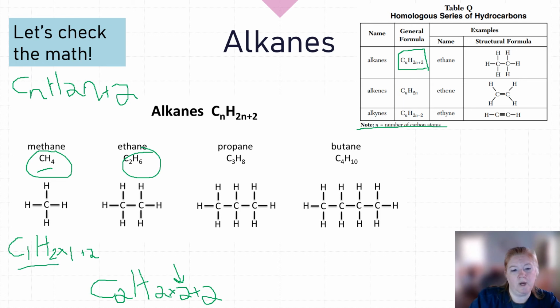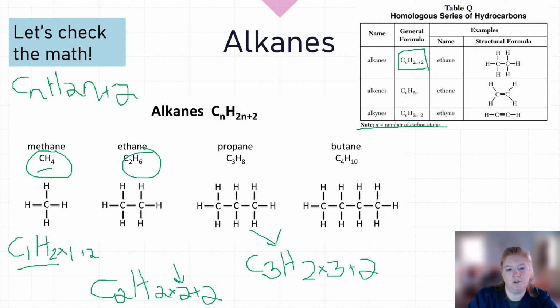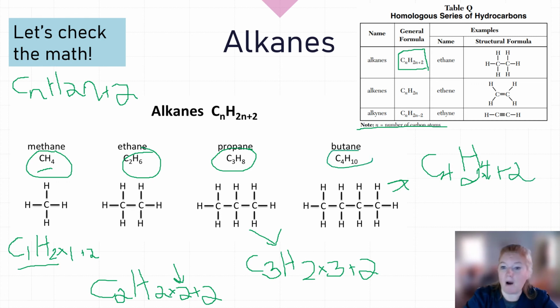Remember, I don't write the 1 when I write the formula, but for figuring out the math, you can. All right, for this one, what would I do? How many C's? 1, 2, 3. C3H, plug it in, 2 times 3 plus 2. 2 times 3 is 6, plus 2 is 8. Yep, there we go. And the last one to check, butane, C4H, how many? 4. 2 times 4 plus 2. 2 times 4 is 8, plus 2 is 10. There we go. All the math checks out.